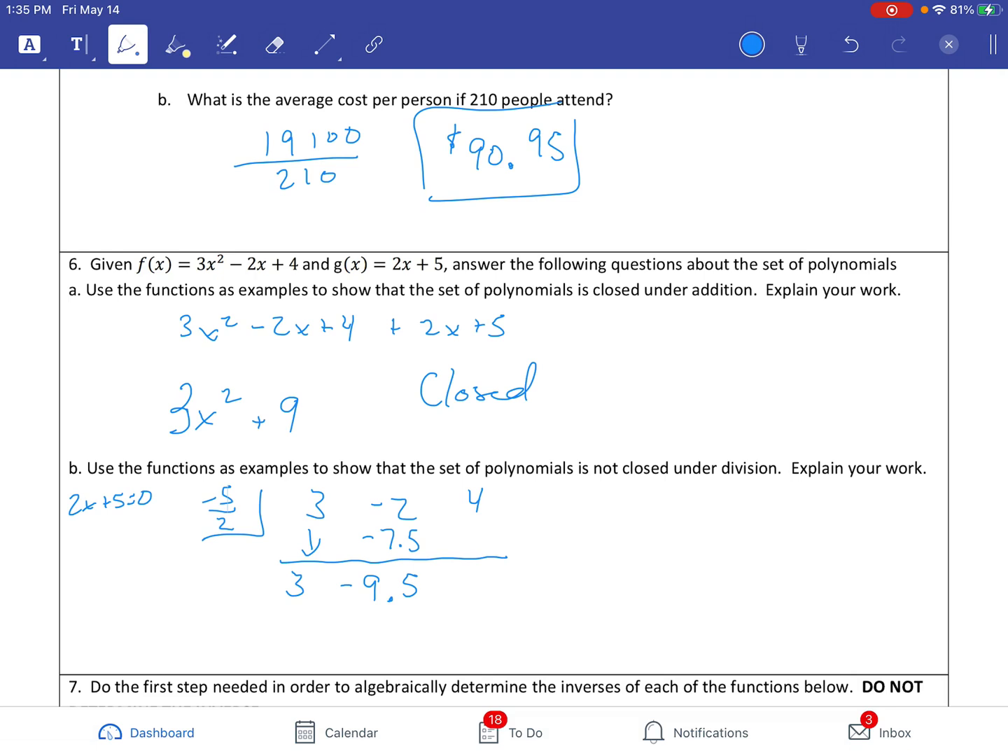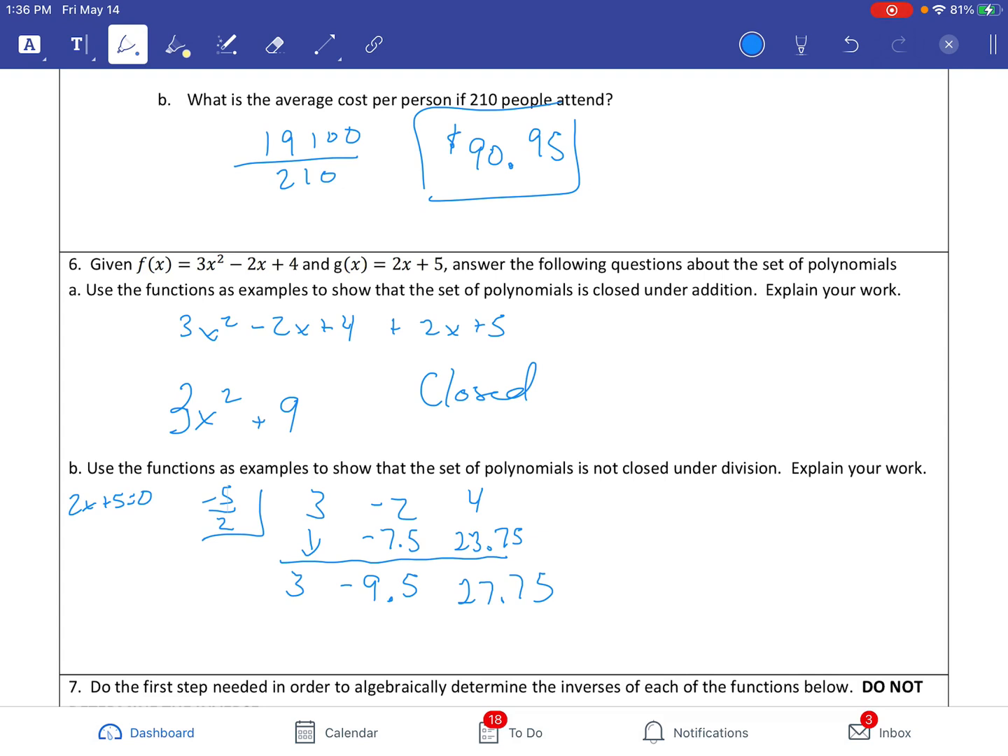All right, times negative 5 over 2 is positive 23.75. And then we add those two together, we get 27.75. Okay, so the answer is really ugly.